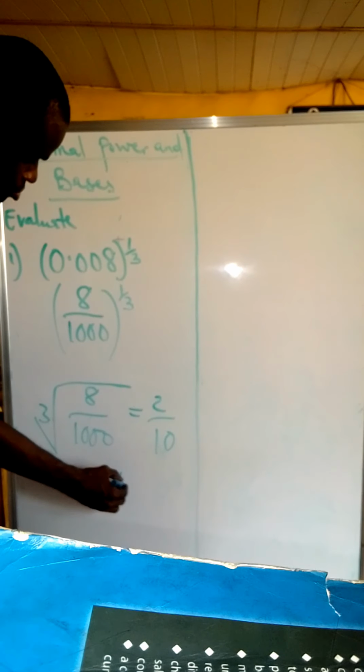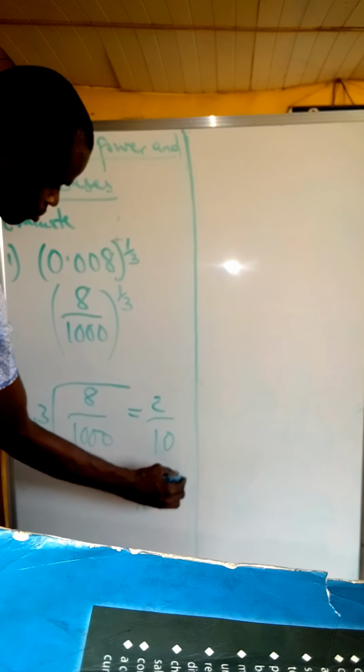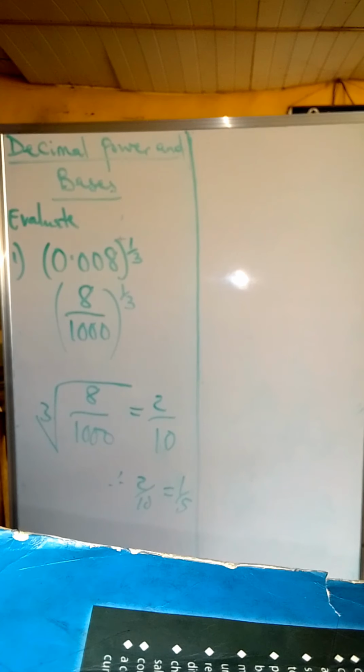That is therefore 2 over 10 will give us 1 over 5. And that is our final answer. Our final answer here is 1 over 5.